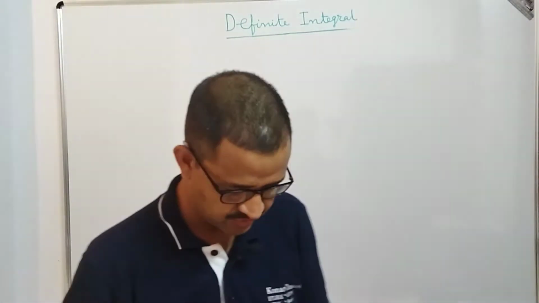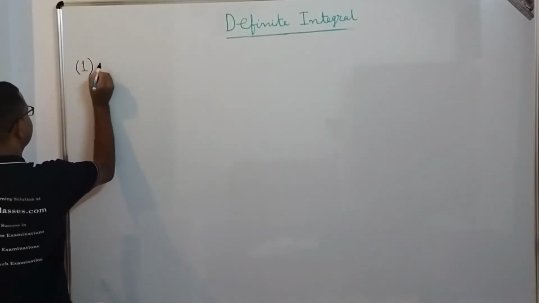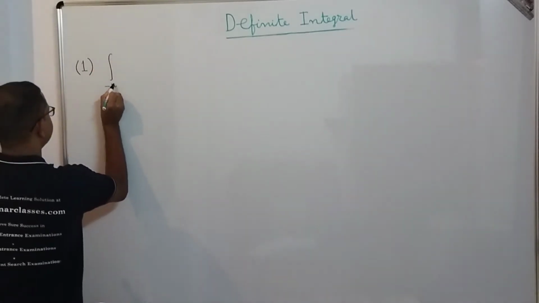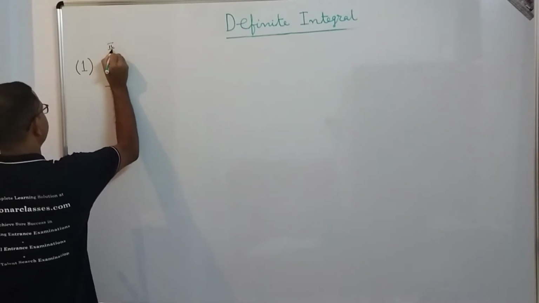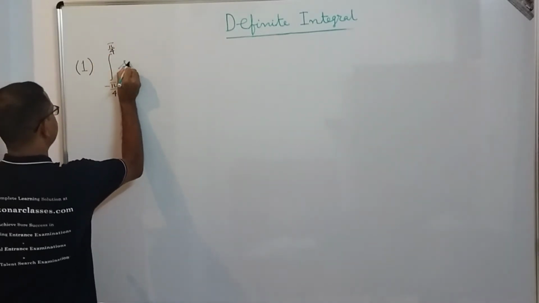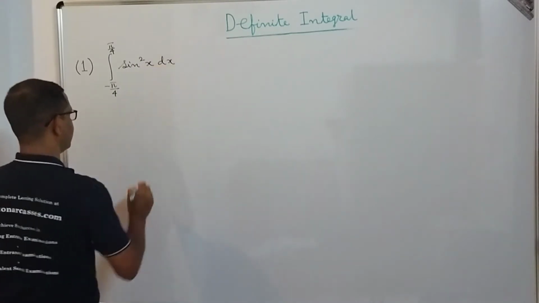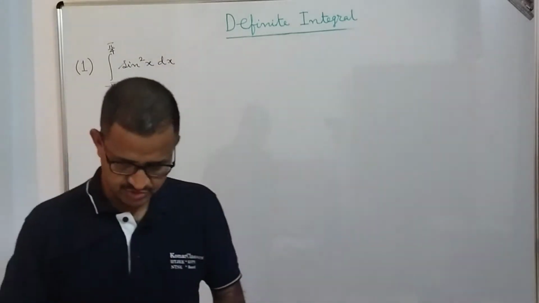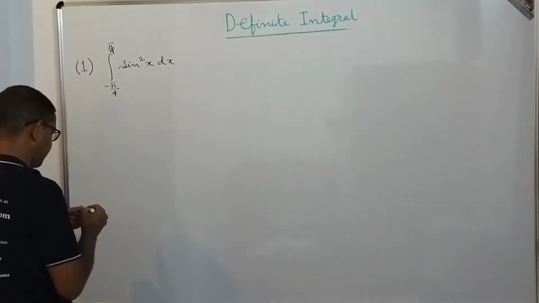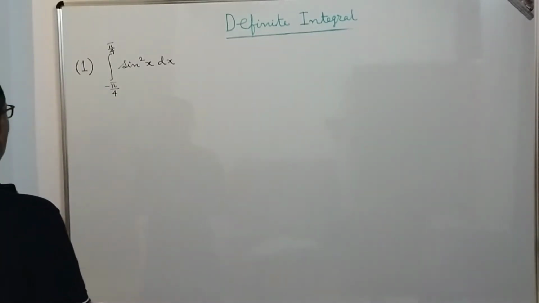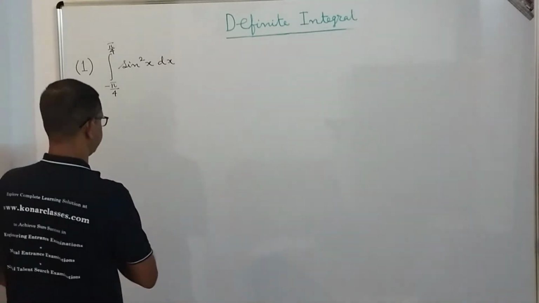The first question here is the integration from minus pi by 4 to pi by 4 of sine square x dx. So this is the question we need to solve first. Dear students, first let's see what the integrand is here. The integrand here is sine square x.